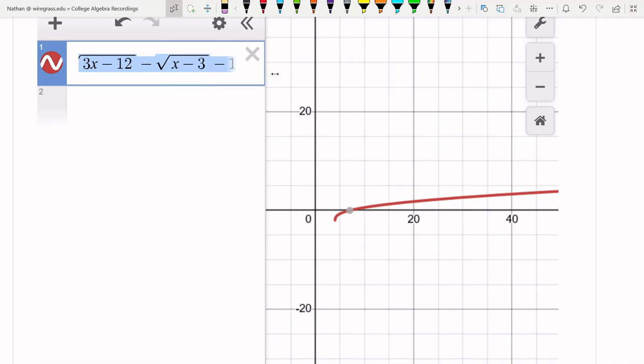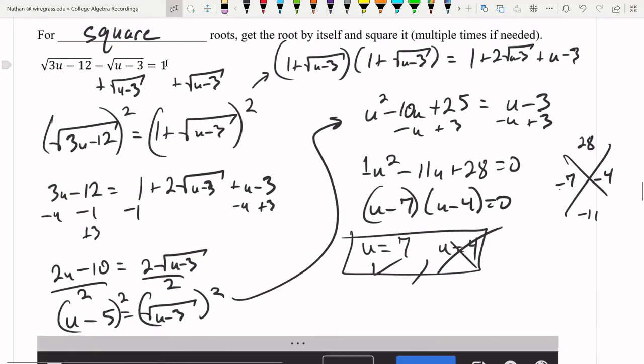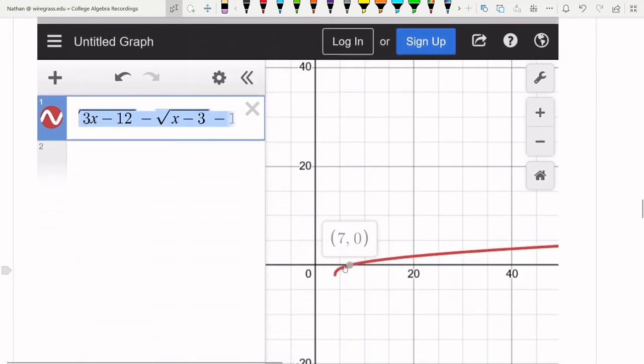And of course, once again, always make the equation equal to 0. I subtracted 1 from this side to the other side so that it's equal to 0. That way, all you have to do is find the x-intercept, and that's your solution.